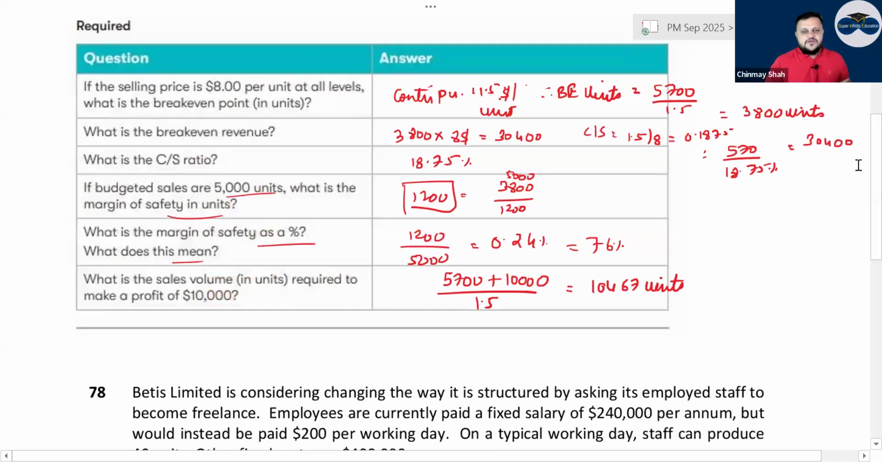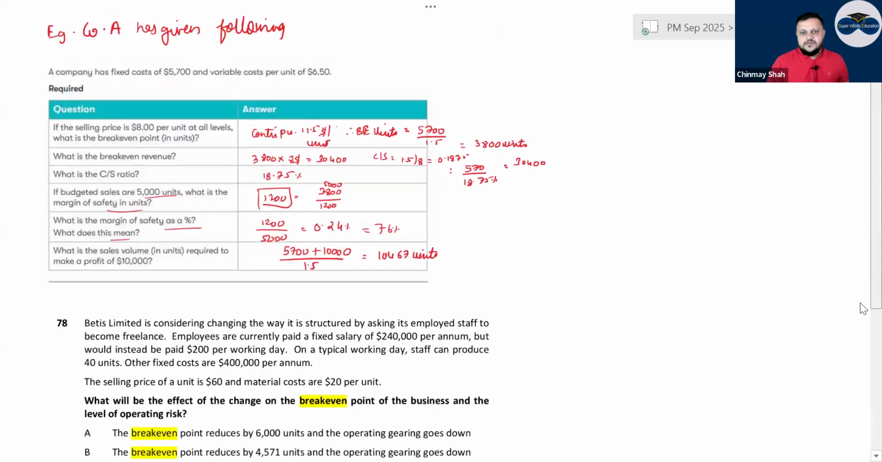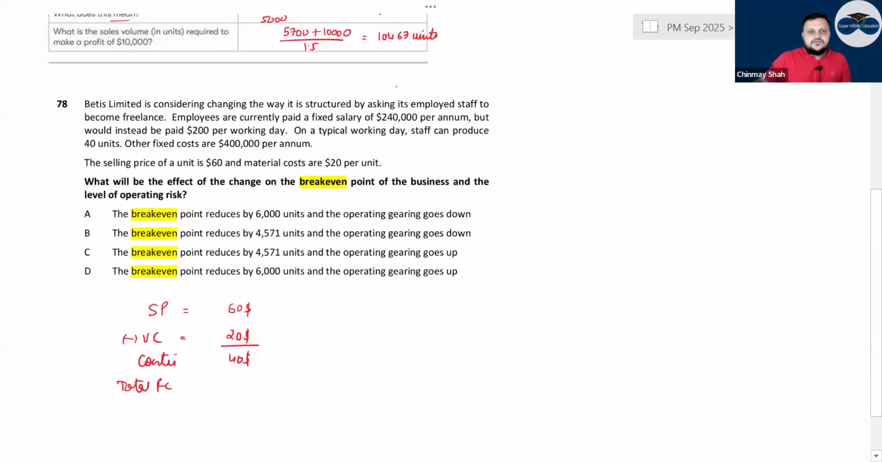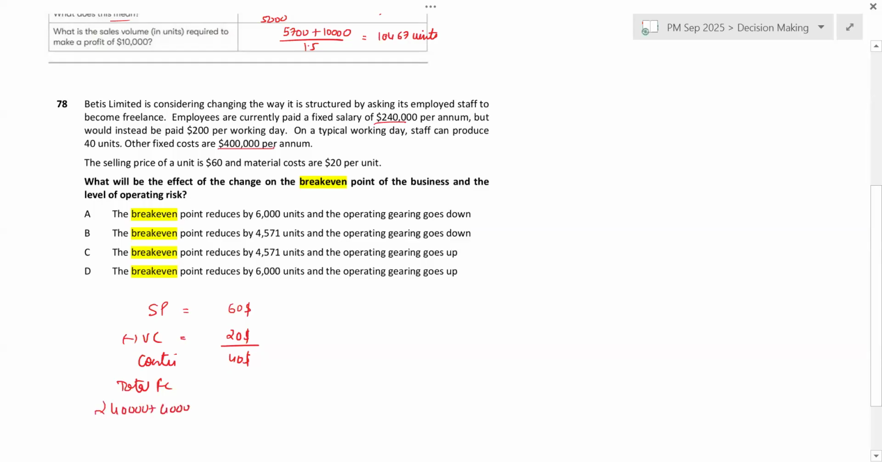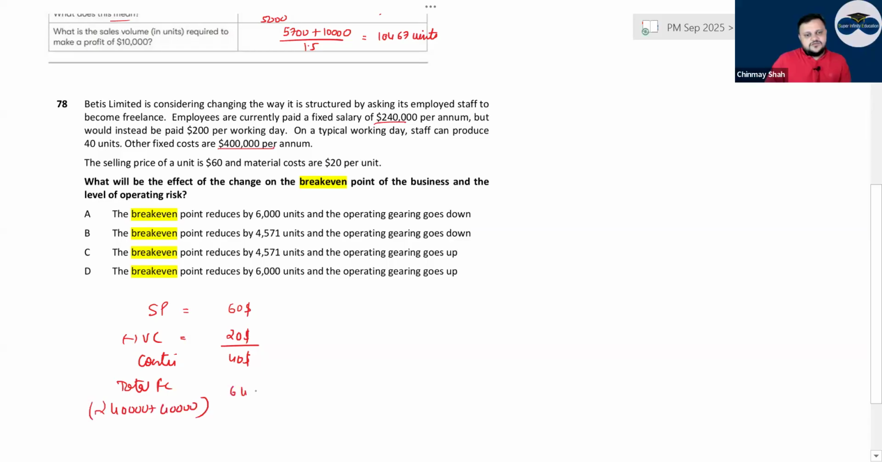See, when you go up, correct? What is the first fixed cost that is there? This 240,000 salary, correct or not? And this 400,000 other fixed cost. So how much is the total fixed cost? It's $640,000. Okay with it?